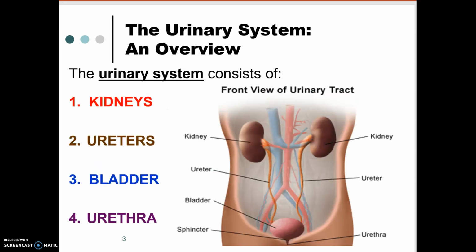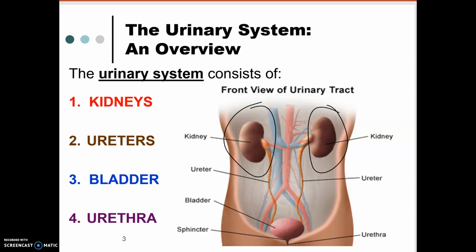Okay, so here is our urinary system. We're going to have four components of the urinary system. The major player, the one that does the most of the work, of course, up here are the kidneys. We've got two kidneys, and they're going to be responsible for a lot of different functions, and we'll talk about those as we keep going.